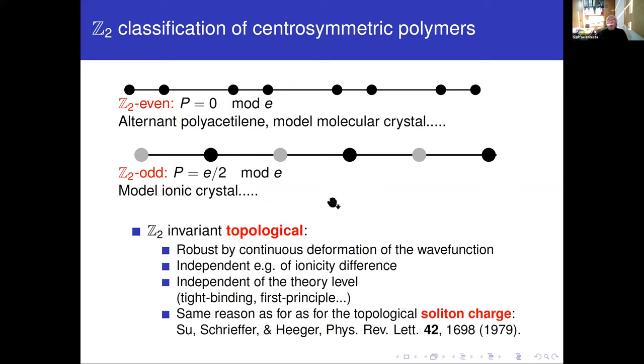The invariant is topological, that is, robust by continuous deformation of the wave function. So you can switch from a simple tight-binding Hamiltonian to a fully interacting, correlated, whatever Hamiltonian. This invariant cannot change insofar as the system remains insulating. So it's independent of the theory of Weber. And there was something earlier, due exactly to the same reasons, a very, very important paper by Su, Schrieffer and Heeger about the quantized soliton exactly in polyacetylene.